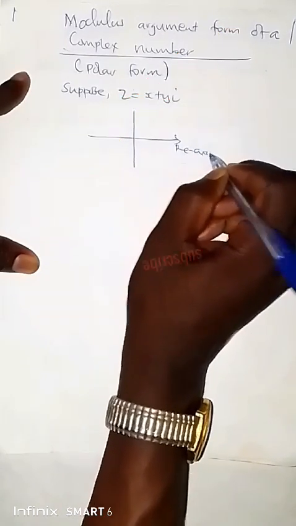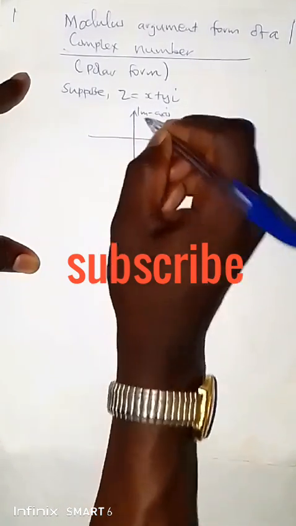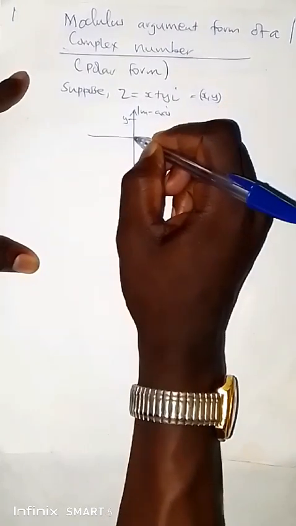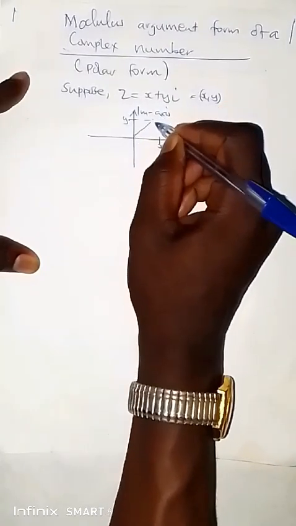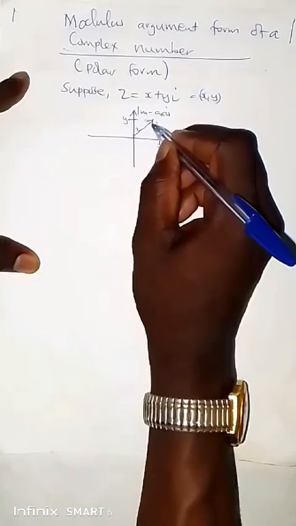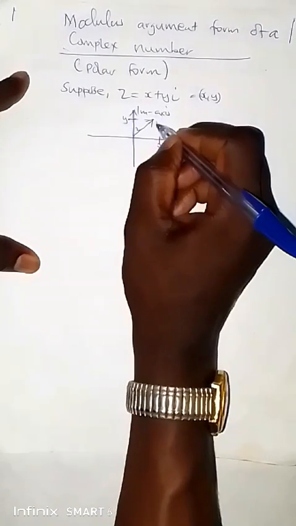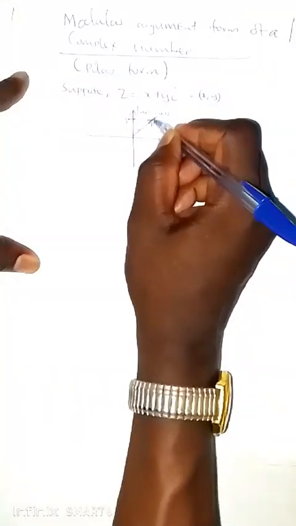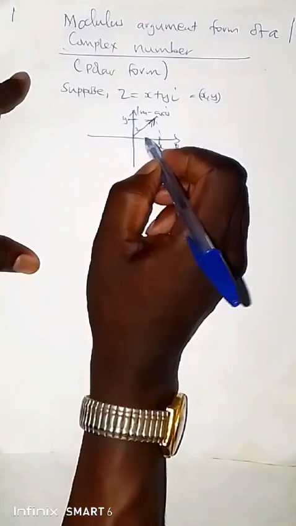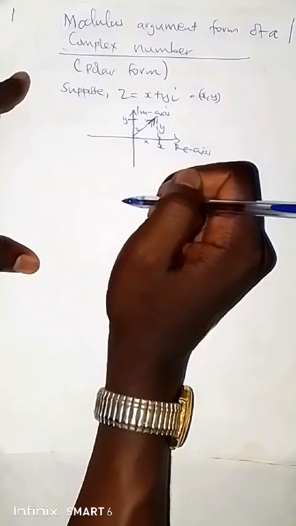Real axis, then this one is the imaginary axis. So you see that this is x, and then this is y, because this is now the point (x, y). When you do this, you see that this is our complex number z, and this point is now known. When you have plotted this complex number, from here up to here we have x, and from here up to here we have y.